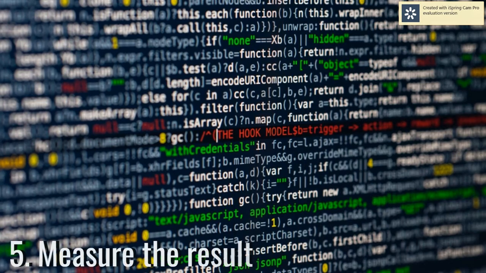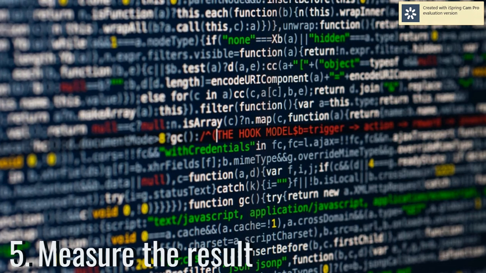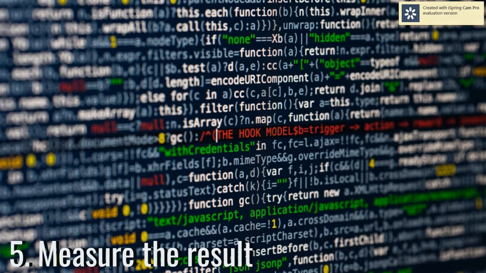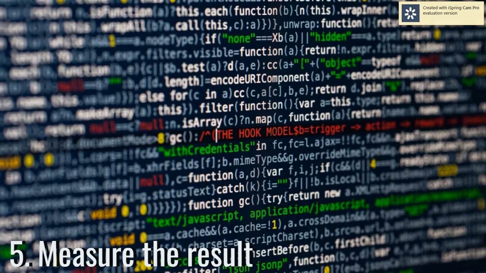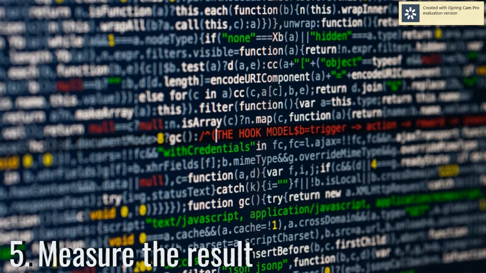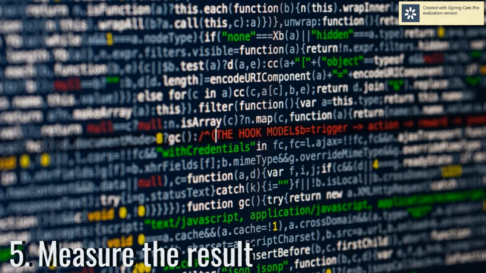Fifth step, measure the result. It is very important that after we have executed or implemented our action plans, we need to measure where we stand every day or every end of the week. We need to make sure that we are gearing towards success in resolving the problem.